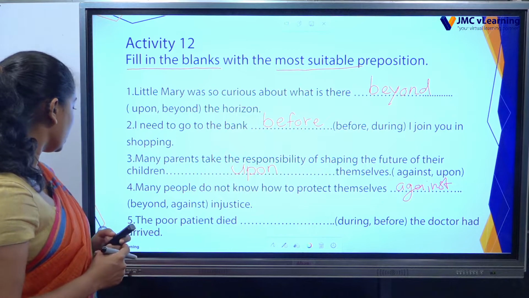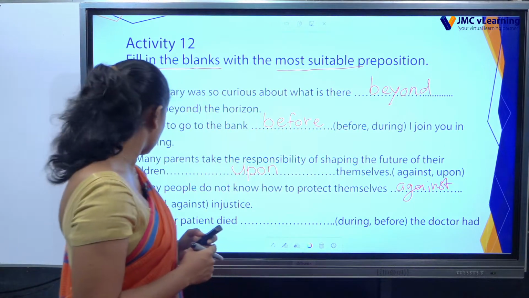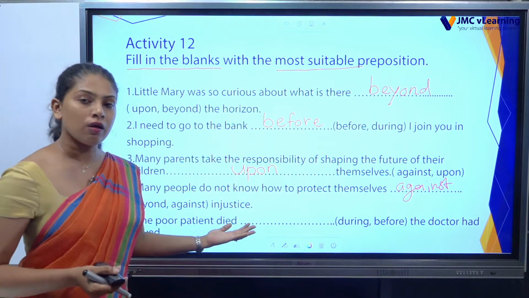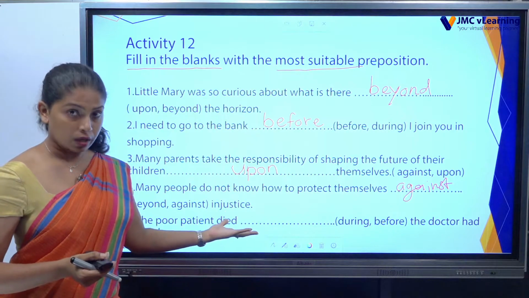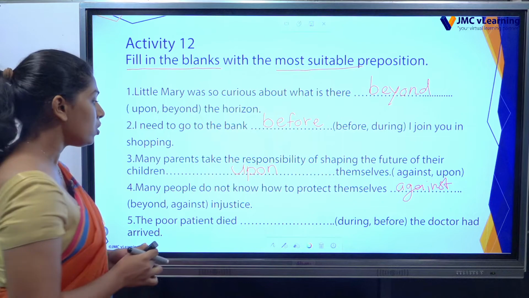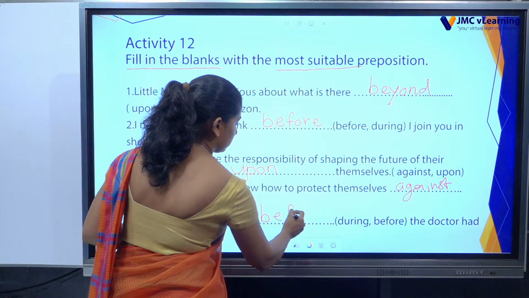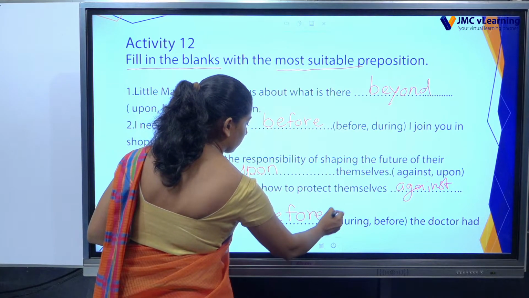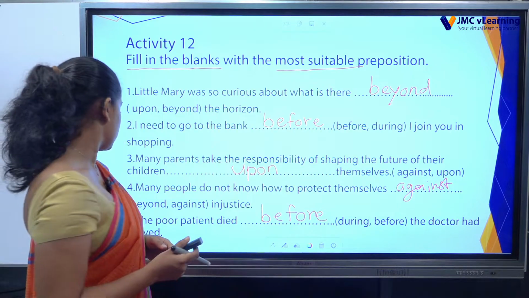Right, the last one. The poor patient died during, before the doctor had arrived. During the doctor had arrived, we can't use during. So it gives a wrong idea. So before the doctor had arrived, before that incident has happened, we can write before. Right. So the poor patient died before the doctor had arrived.